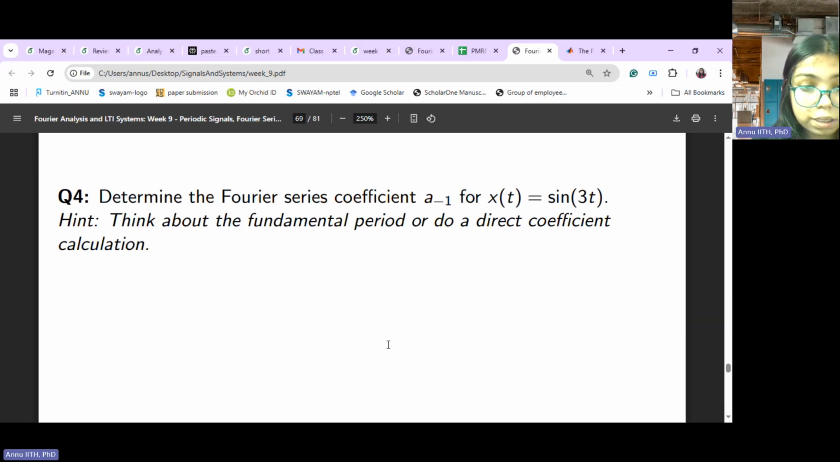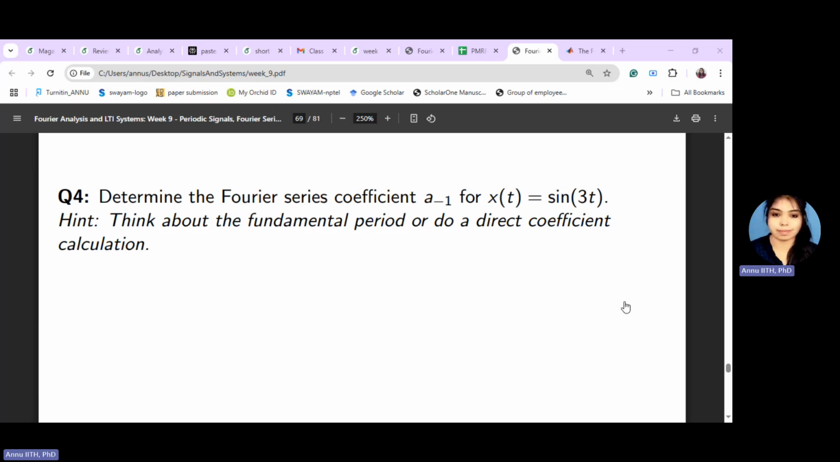Okay. So I'll give you some time. Just take care. Determine the Fourier series coefficient a of minus 1 for xt equals sine of 3t. So I have given a hint also. Think about the fundamental period or do the direct computation here. Think about that. What will be a of minus 1? How will you calculate a of minus 1? This was a question from last year. How to compute?